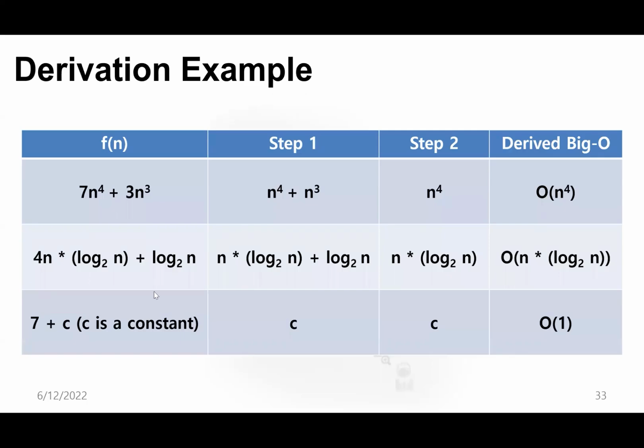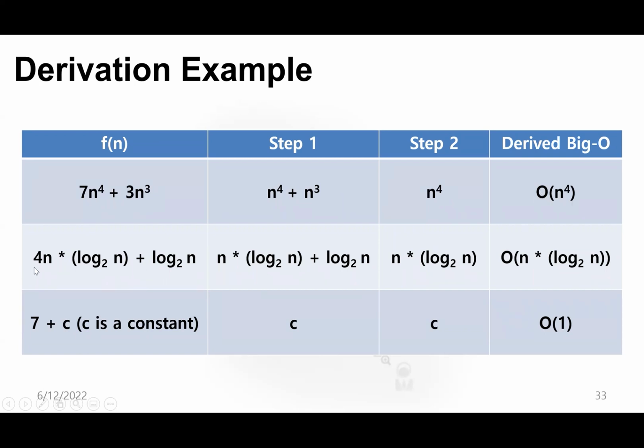Now similarly, let's look at a few more examples. If you get this Fn, 7n power 4 plus 3n power 3. First step, remove all the coefficients. You have n power 4 plus n power 3. Second step, keep the largest one. So n power 4, and the big O that you write is O(n power 4).